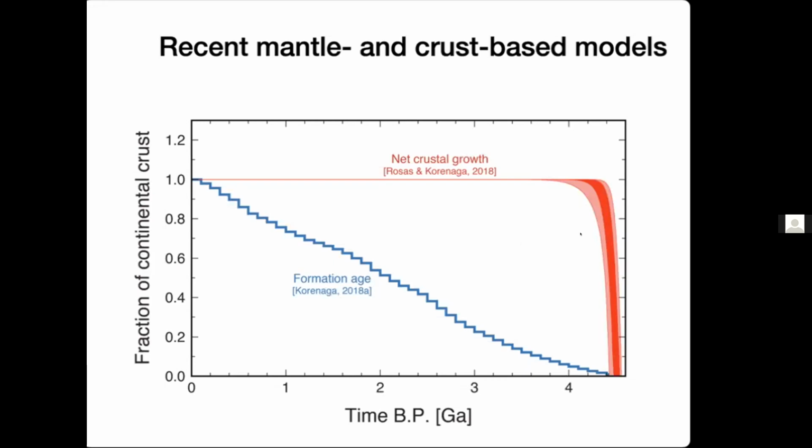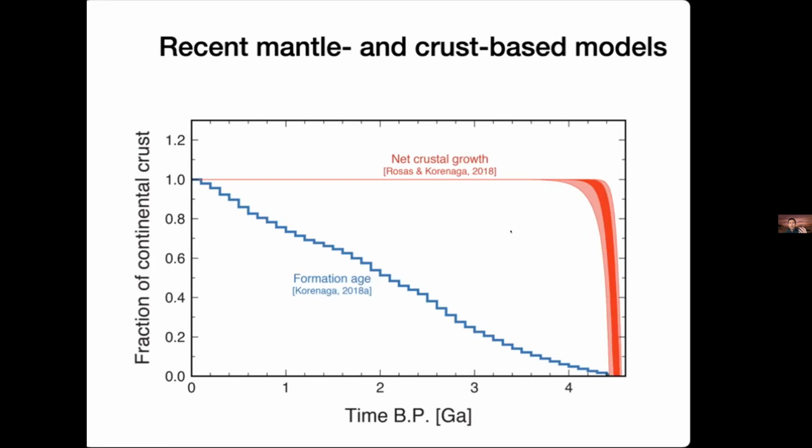In the literature, this kind of model is often called an instantaneous growth model, and this one is called a gradual growth model, as if they represent different patterns of crustal growth, but that would be very misleading. The difference between them simply reflects, as I said earlier, the time-integrated effect of crustal recycling.